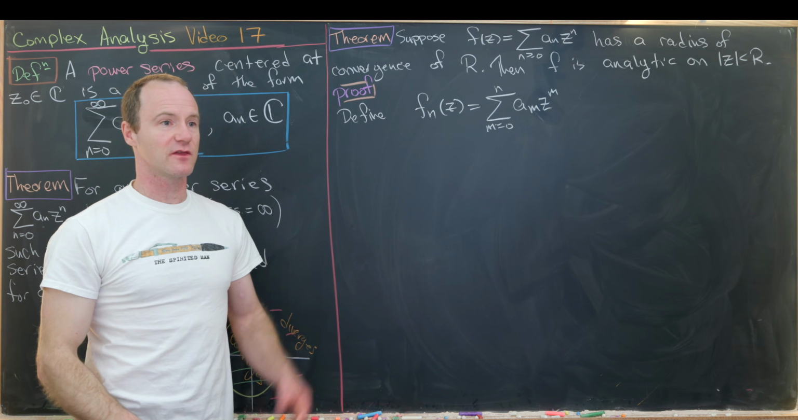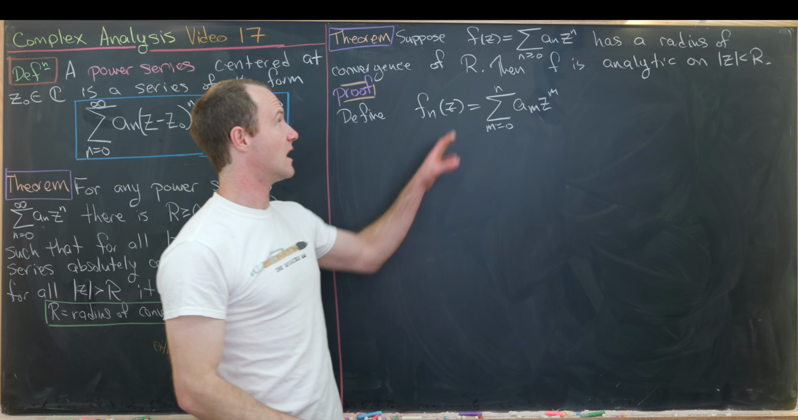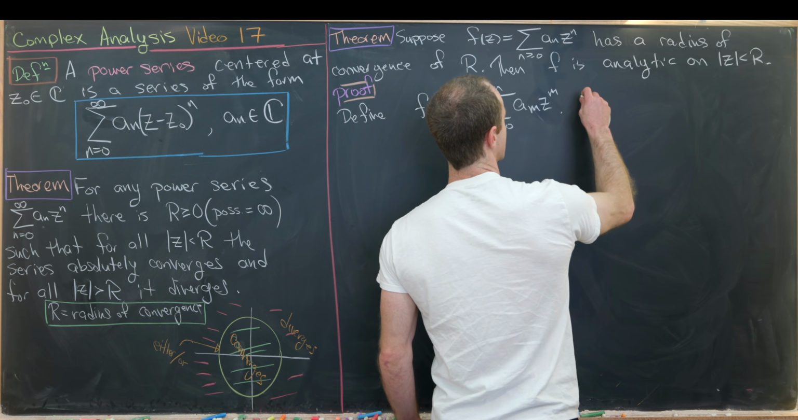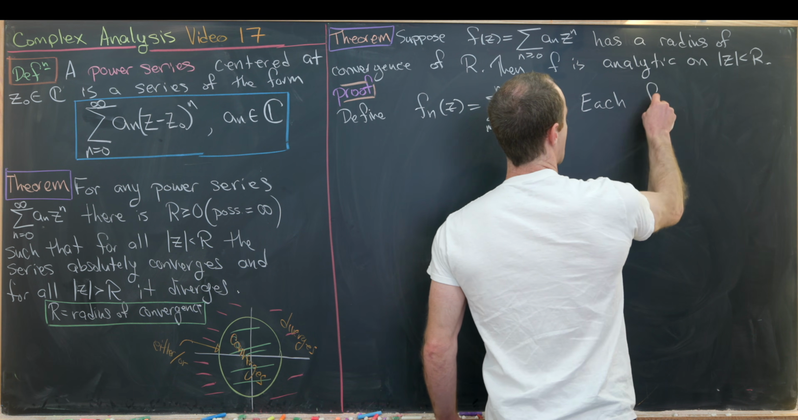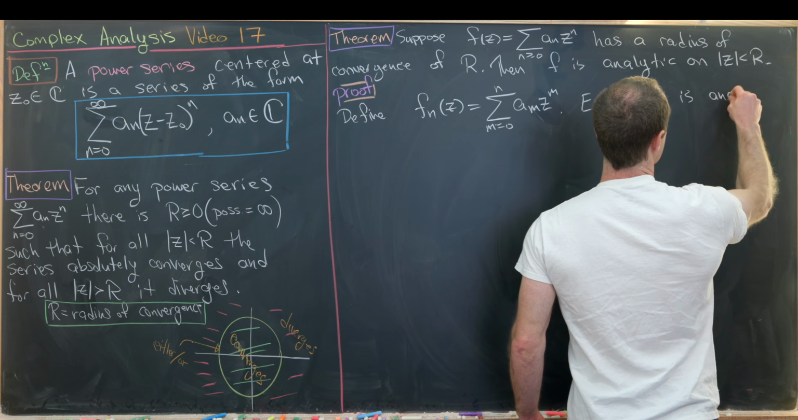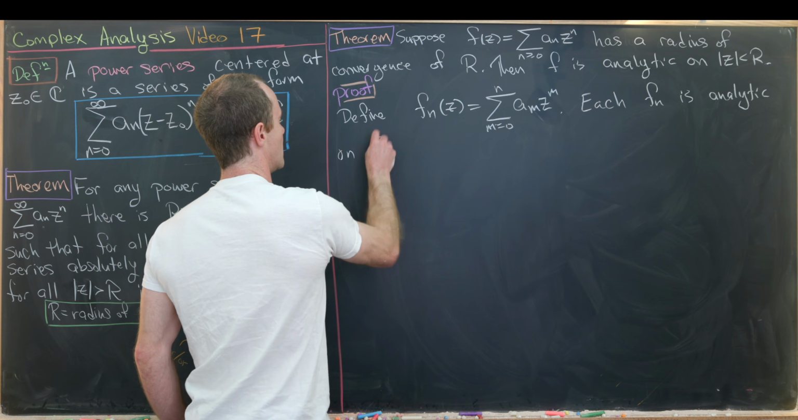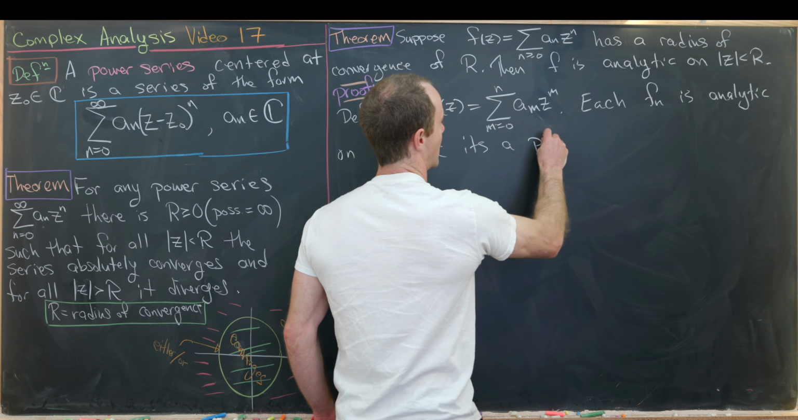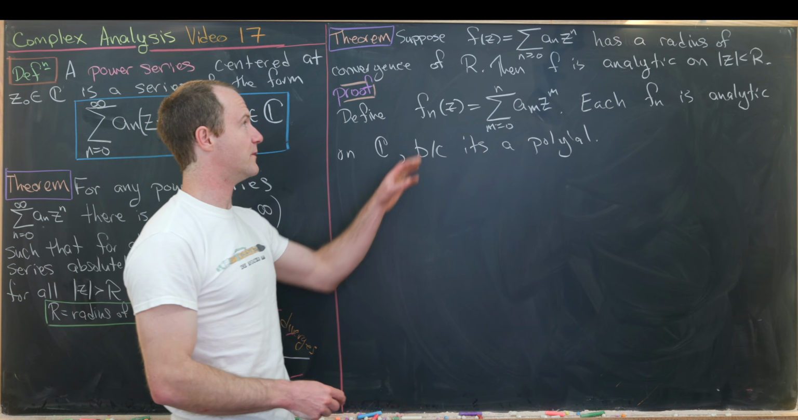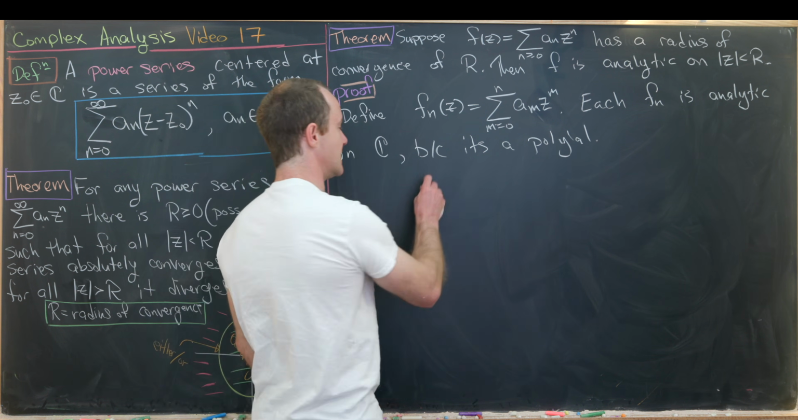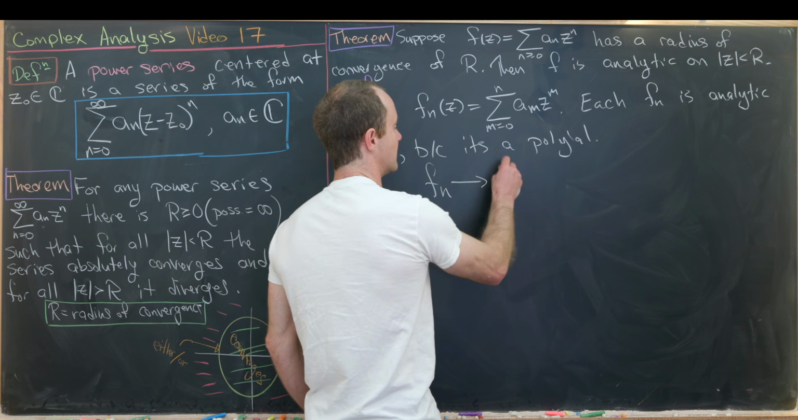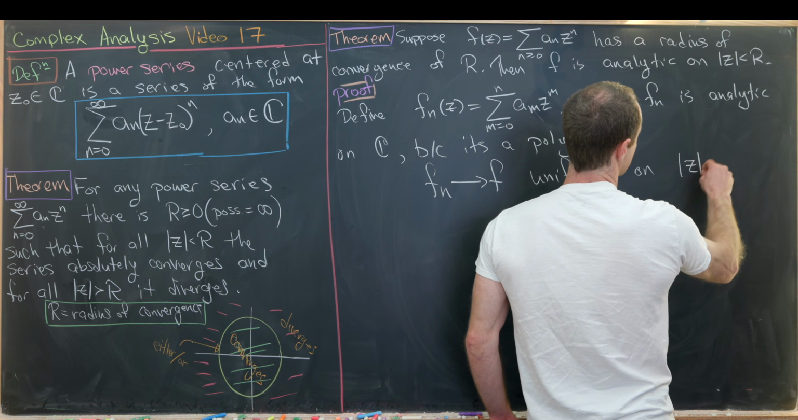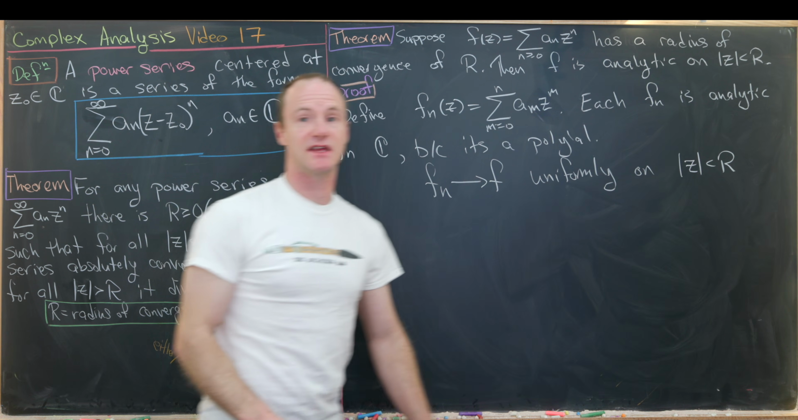So this is the nth partial sum of our infinite series up here. The next thing that we want to notice is that each Fn is analytic everywhere on all of C, and that's because it's a polynomial. And then furthermore, based on the way that f is defined, we have Fn converges to f uniformly on the region where the modulus of z is less than r.